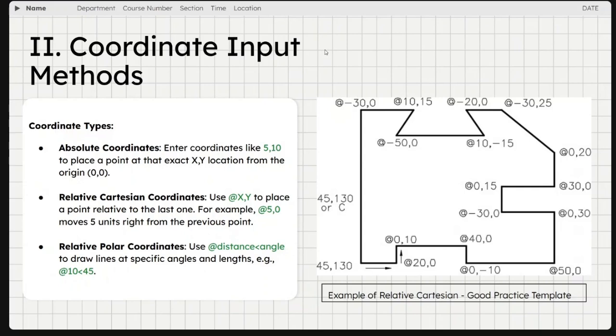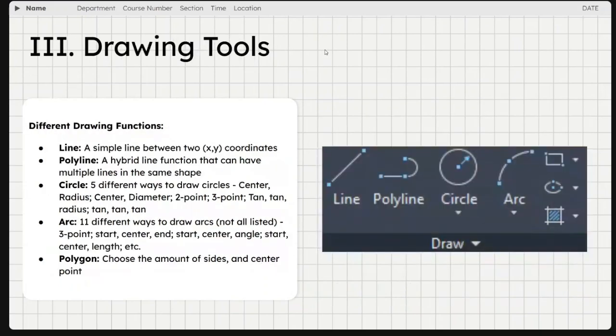As you can see, the picture on this slide is actually an example of relative Cartesian. It's a good practice template if you want to try to figure out how to navigate Cartesian coordinates by yourself, because it has all the functions that you need to use to create this drawing. Finally, you have relative polar coordinates, which really just use the distance and the angle to draw lines at specific angles and lengths. Like the example given, at 10 less than 45, which means it would be a length of 10 at a 45-degree angle.